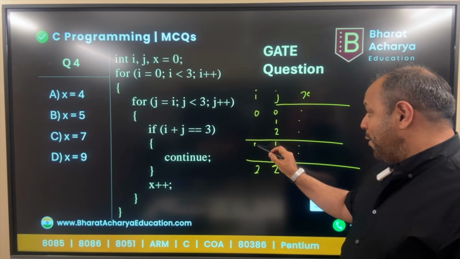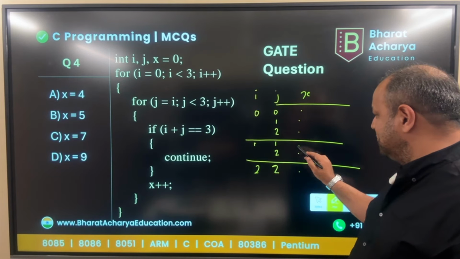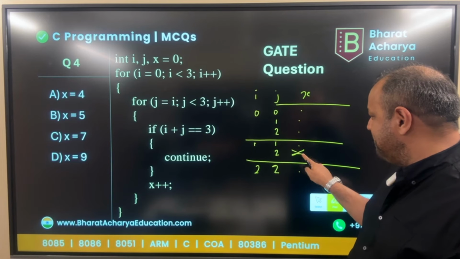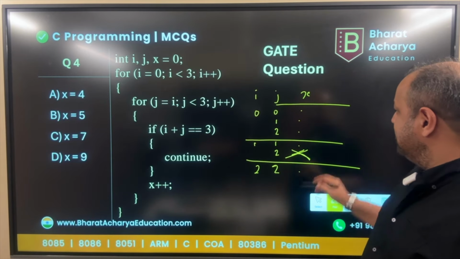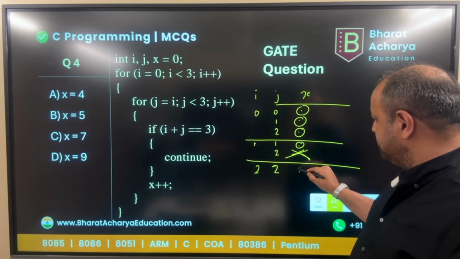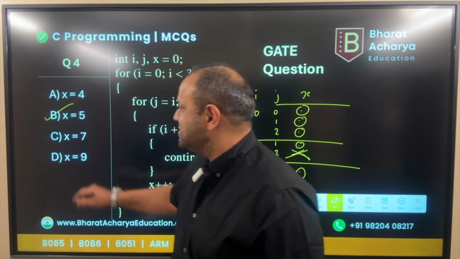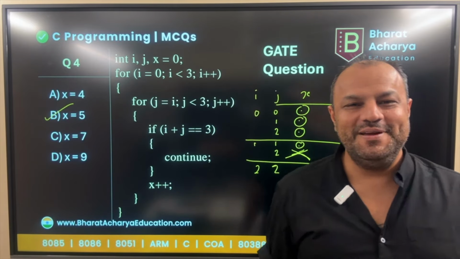1 + 1, 1 + 2. You understand, right? This is the value of I, this is the value of J. 1 + 2, this increment will not happen. Tell me, did you understand this? That means the number of times X will get incremented is 1, 2, 3, 4, 5. The correct answer over here is 5. Please tell me, did you understand?